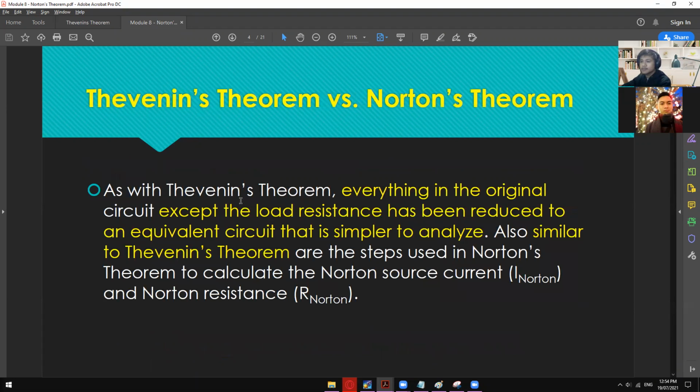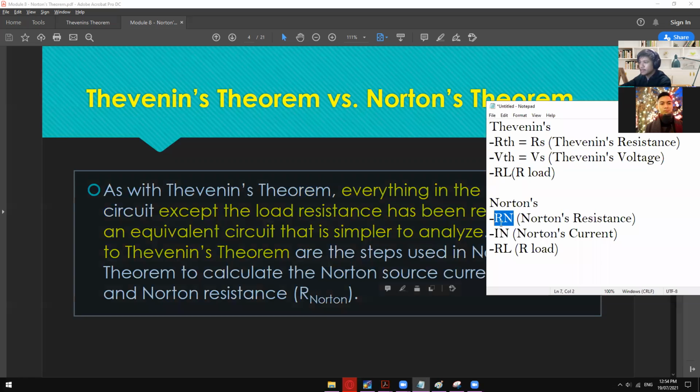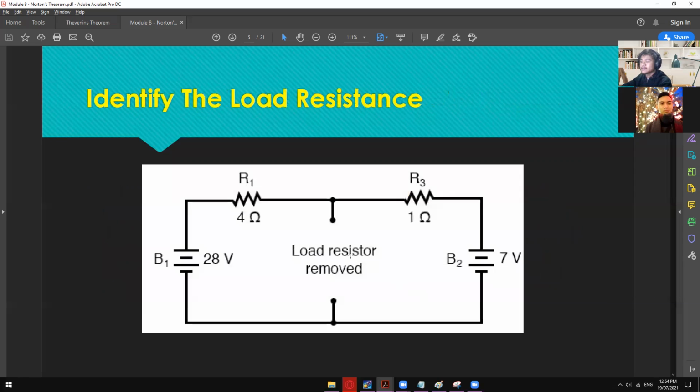So I'll leave the reading part to you guys. I already discussed what is the I Norton and then R Norton, which is this one RN and then IN, and the same concept of course. So you have to remove the load resistor, and then after that you can remove your voltage sources. If it's a voltage source, just simply short it, and then you can now find the total resistance, the Norton's resistance, RN.